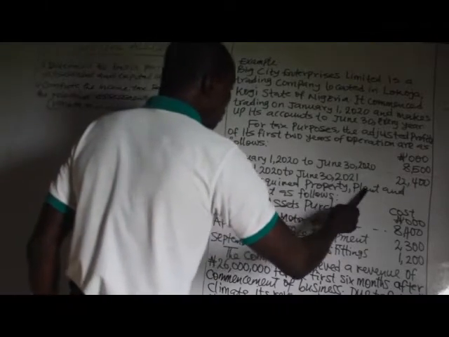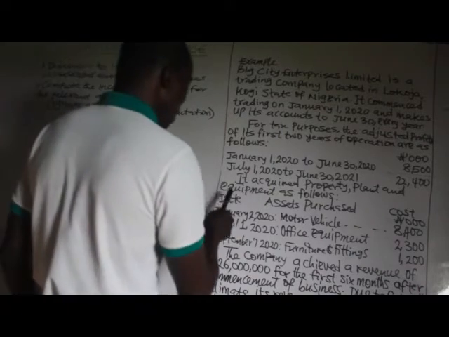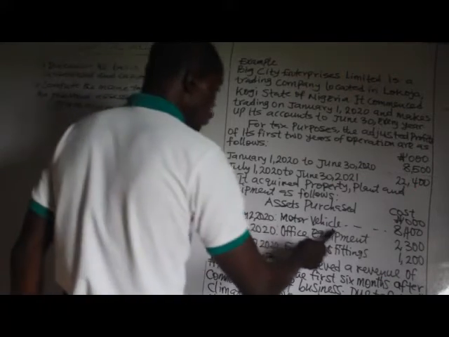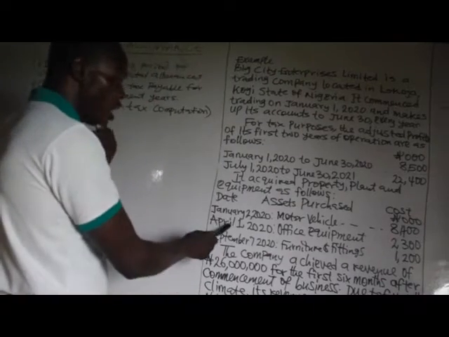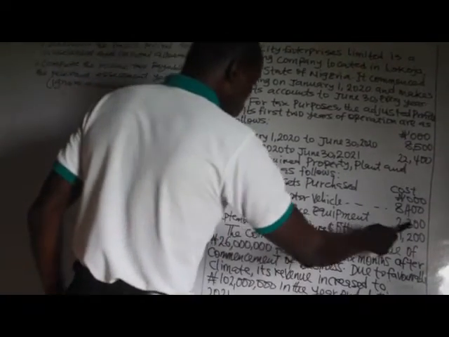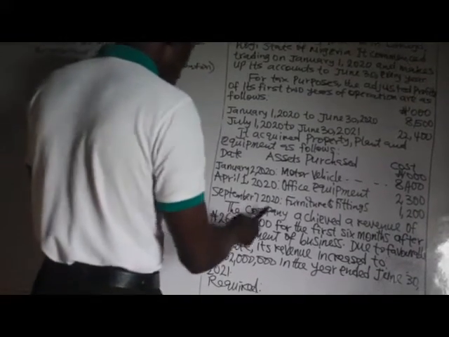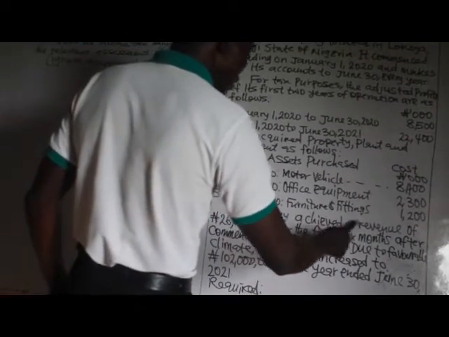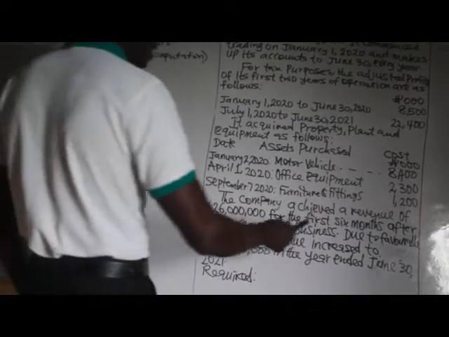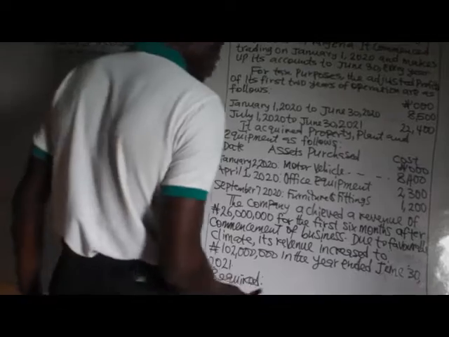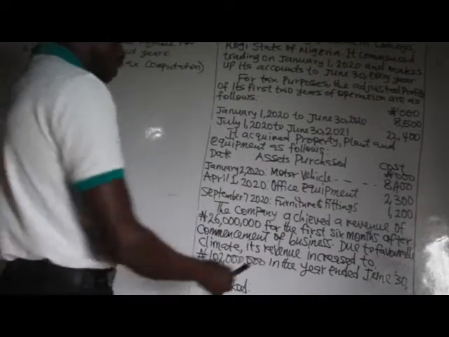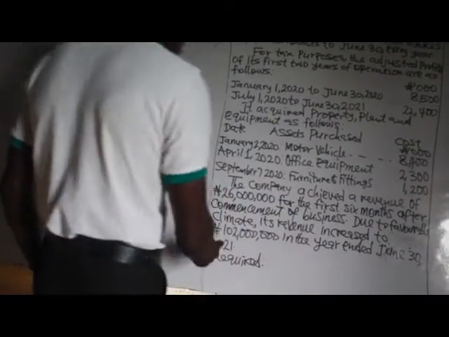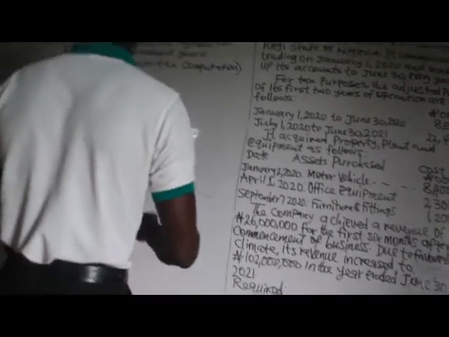It acquired property, plant and equipment as follows: date, asset purchased and cost. January 2, 2020, motor vehicles, 8.4 million naira. April 1st, 2020, office equipment, 2.3 million naira. September 7, 2020, furniture and fittings, 1.2 million naira. The company achieved a revenue of 26 million naira for the first 6 months after commencement of business. Due to favorable climate, its revenue increased to 102 million naira in the year ended June 30, 2021. Required: 1.